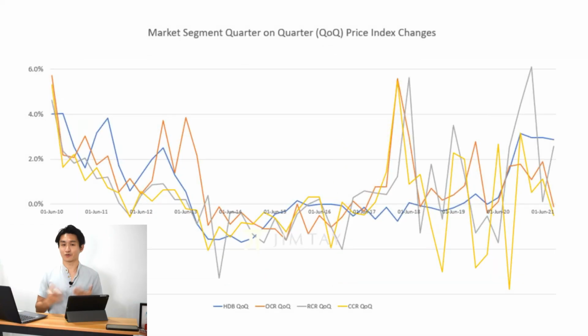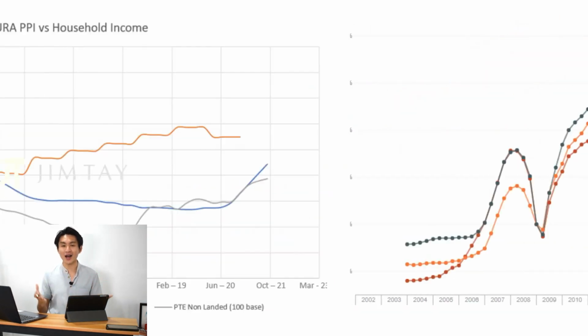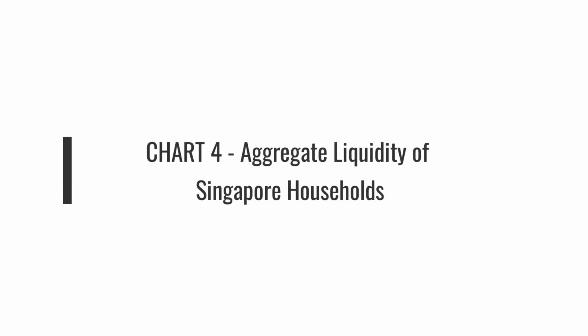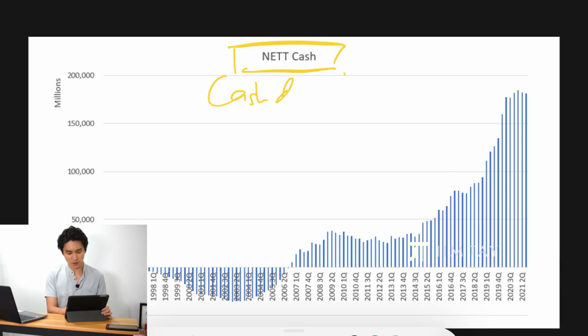The fourth graph I want to show you is something that would help to explain to you why, even in this period of COVID uncertainty where there's a lockdown, our property sales are yet so strong. Here's what I've compiled for you to see. It's fascinating to see the amount of cash liquidity that Singapore households have. This is a graph called net cash, which is cash and deposits less liabilities.